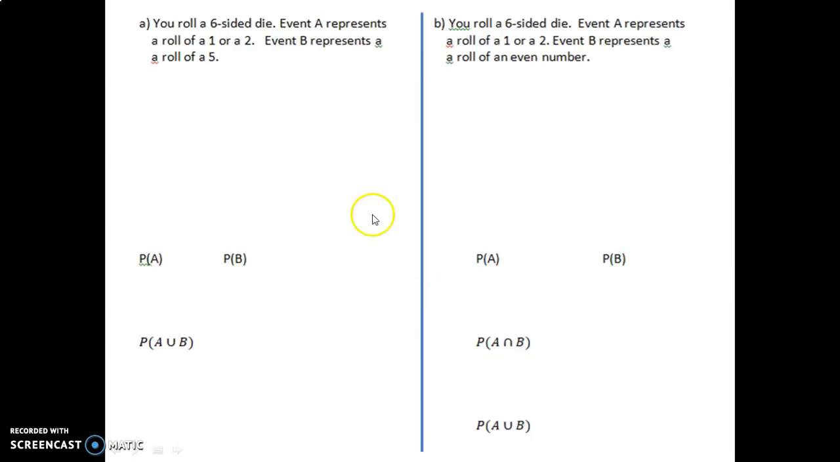Okay, try one now. So read this situation, draw a Venn diagram in your notes, and see if you can find the probability of event A, probability of event B, and then probability of A union B. We'll talk about this symbol later, but union just means or, so A or B.